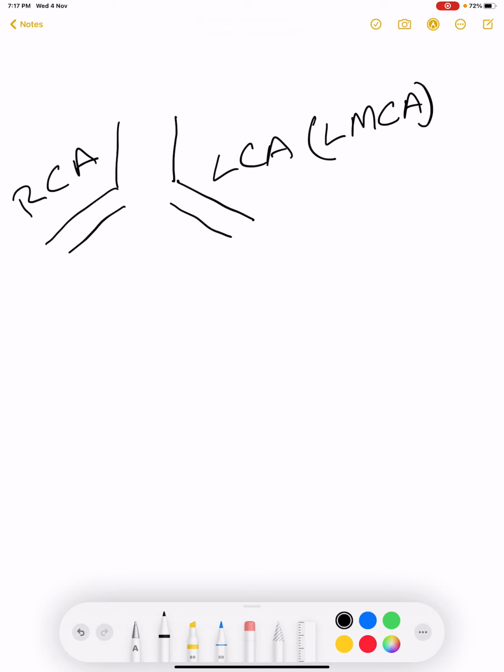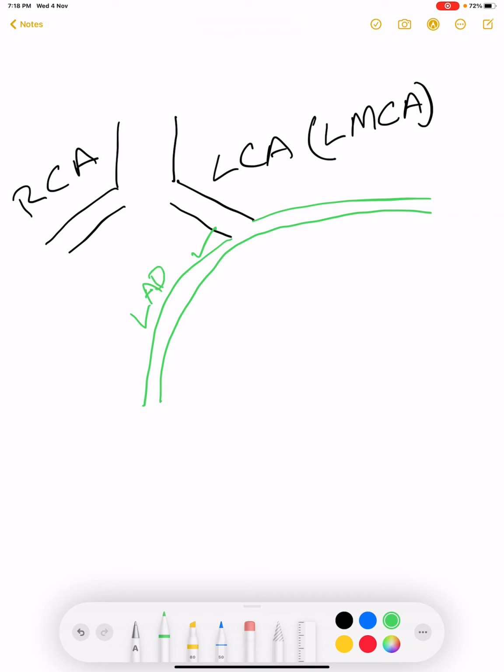We call it the left main coronary artery because just after the origin, in the proximal portion of the left coronary artery, it gives off two very important and big branches. One comes anteriorly, this one. The one coming anteriorly is called the left anterior descending artery, and the one which goes to the lateral side of the heart is called the left circumflex artery.